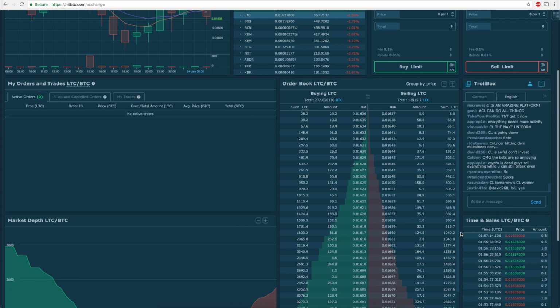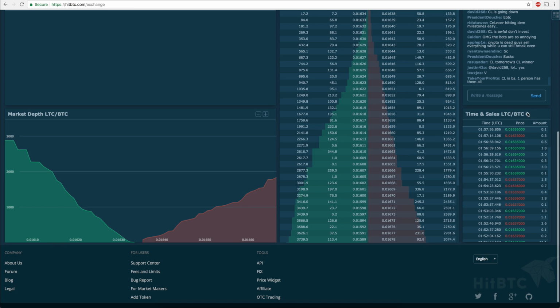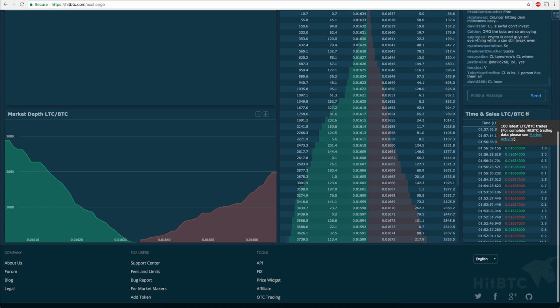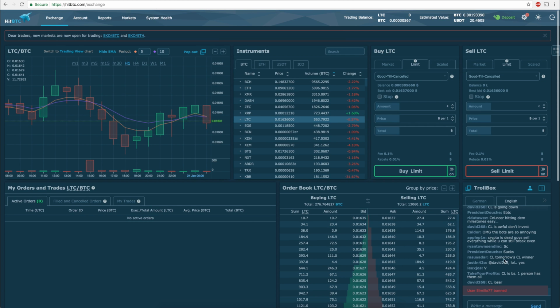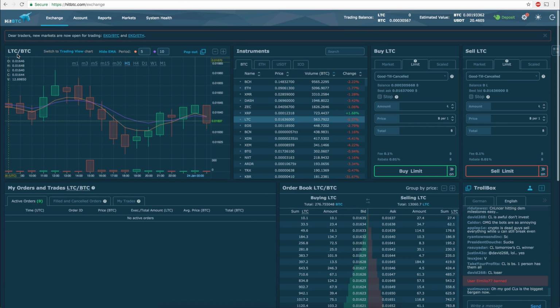Then here's the times and sales, which is basically the 100 latest transactions, I believe. Yep, 100 latest trades. So now that we went over the basic stuff, let's look at the chart.